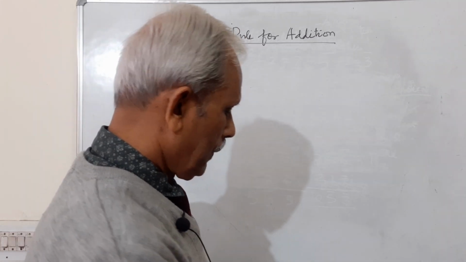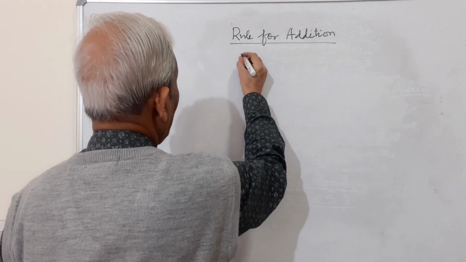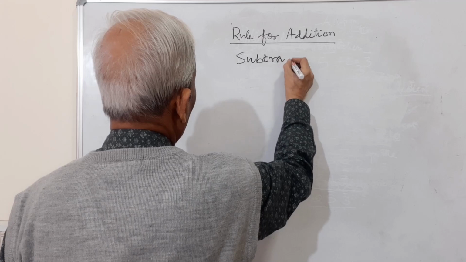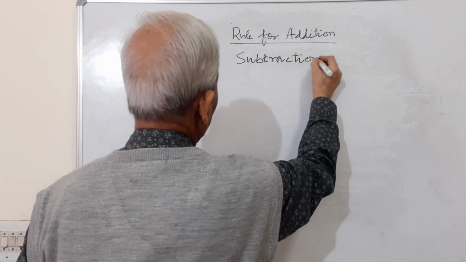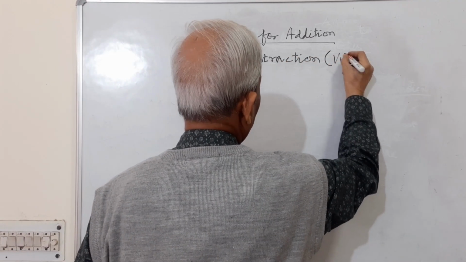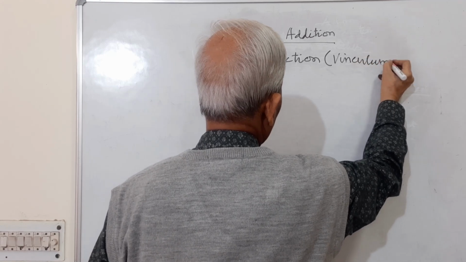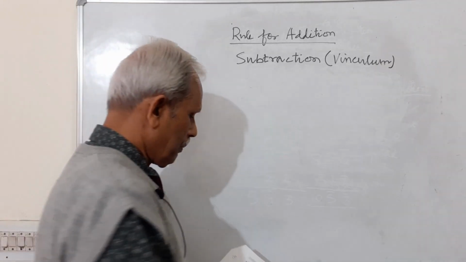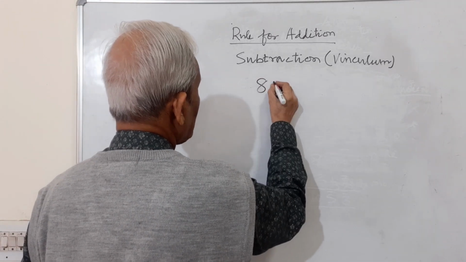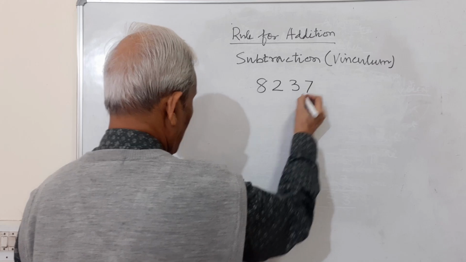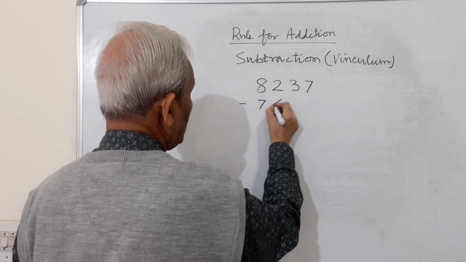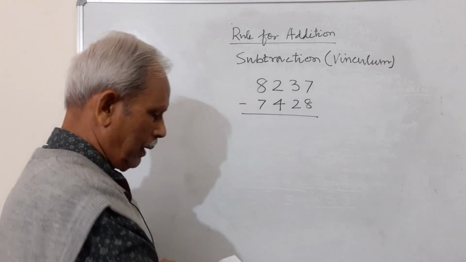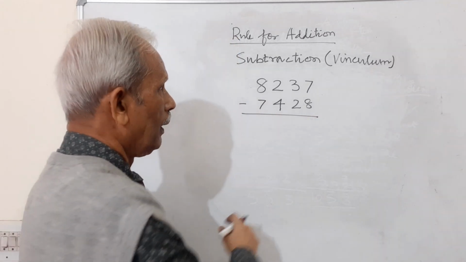Now let us do the subtraction, where we'll apply the vinculums. Subtraction applying vinculums. And here you will find that it's a very good use of vinculums in subtraction, right? Say for example, you have to reduce 8237 minus 7428. Just follow me and see the benefit of vinculum here. You do it very quickly, you can do it.